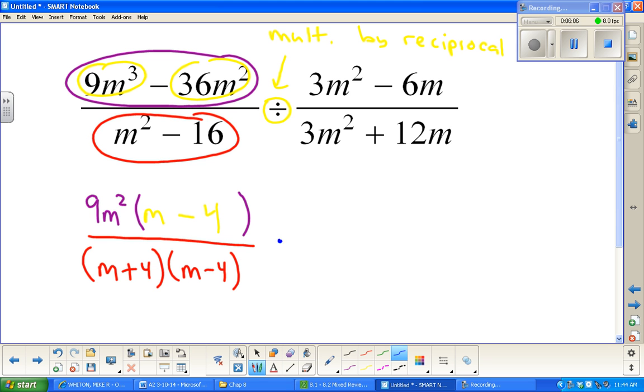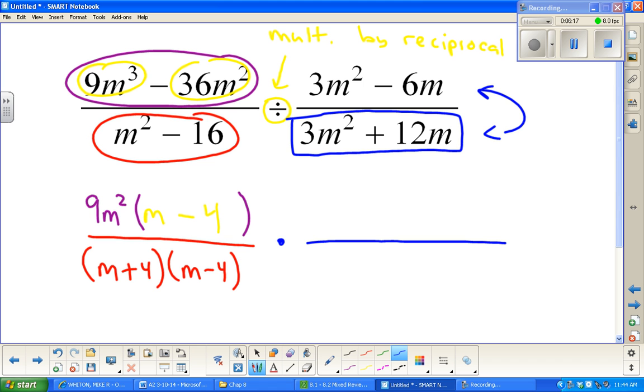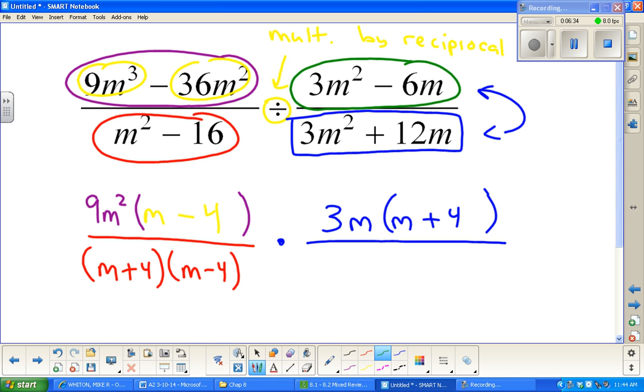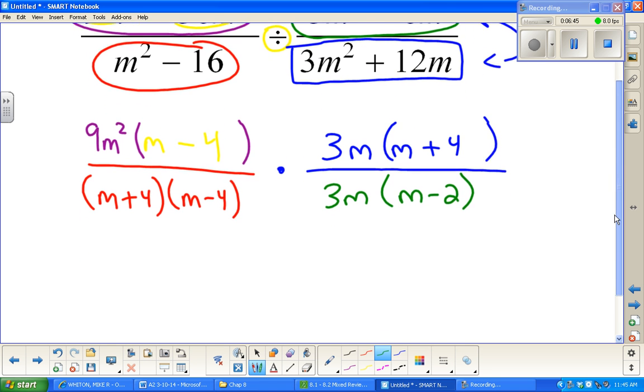Let's actually turn this into a multiplication problem. So I'm going to do the reciprocal of my second term. This part is going to be the numerator, and that's going to factor into a GCF of 3m. And leftover factors, I need 3m squared, so I need another m, and I need a plus 4. And then finally this, which is now the denominator, has a common factor also of 3m, and it has a leftover factor of m minus 2. So everything's factored. We got the reciprocal part taken care of.